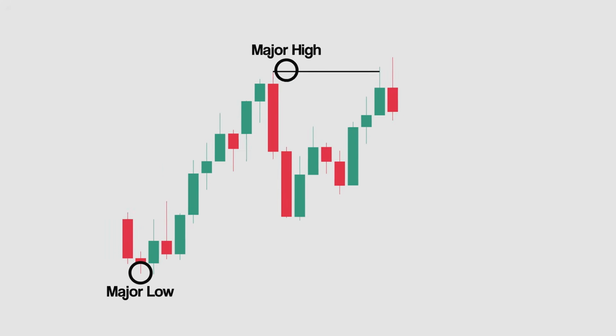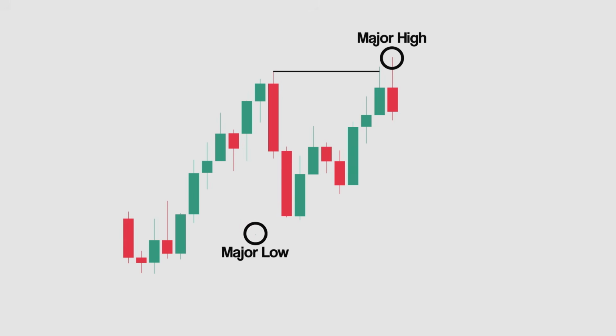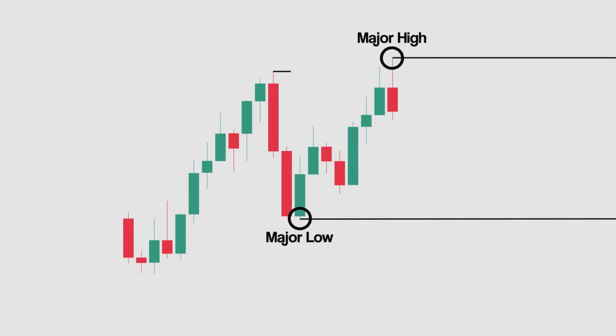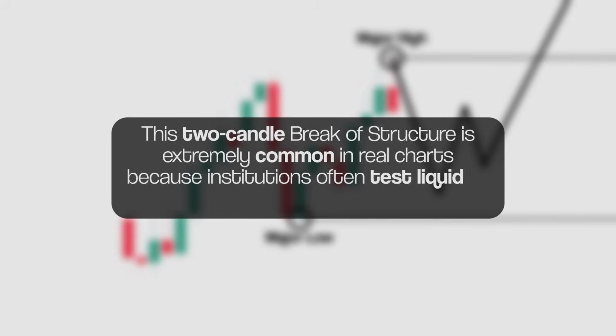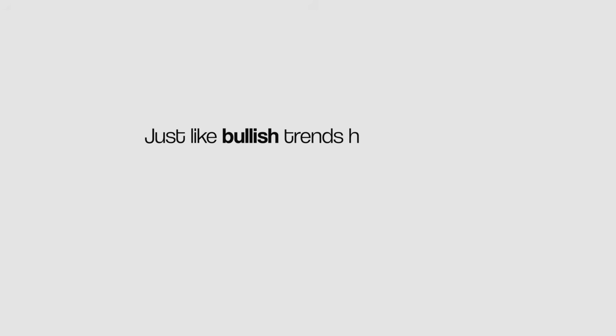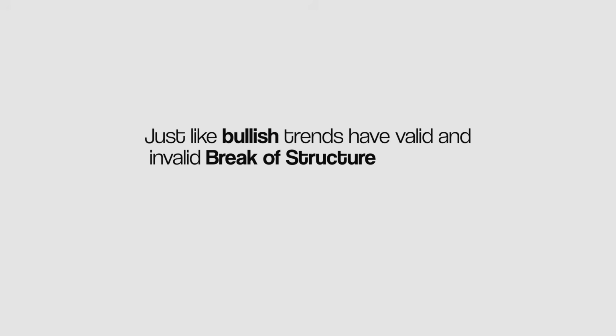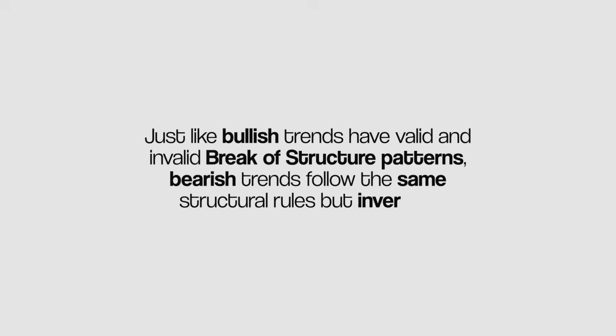If the following candle breaks the previous candle's wick, then this becomes a valid break of structure. Once that happens, we update the major high, we update the major low, the external structure is refreshed, and the bullish trend remains intact. This two-candle break of structure is extremely common in real charts because institutions often test liquidity before completing the breakout. Just like bullish trends have valid and invalid break of structure patterns, bearish trends follow the same structural rules but inverted.